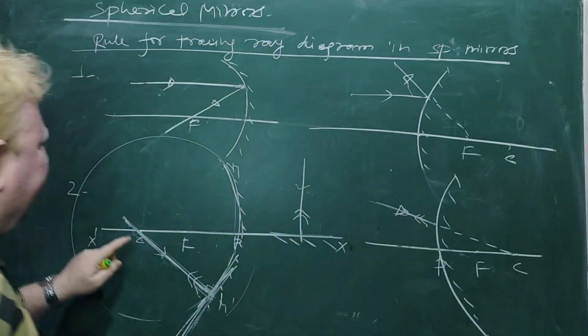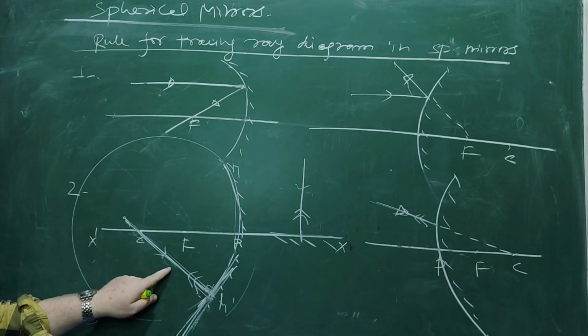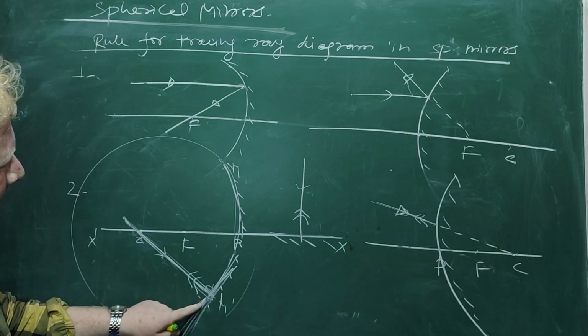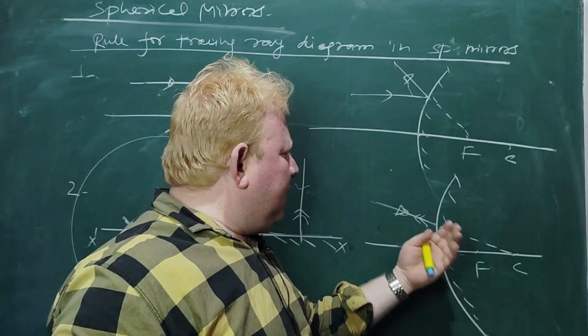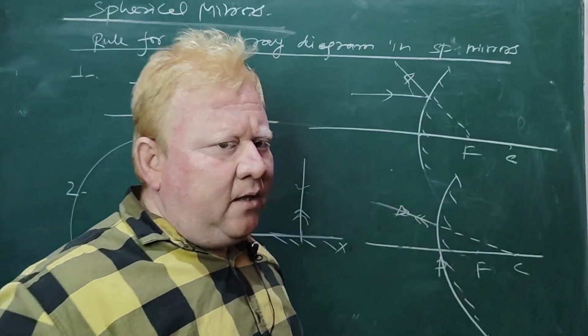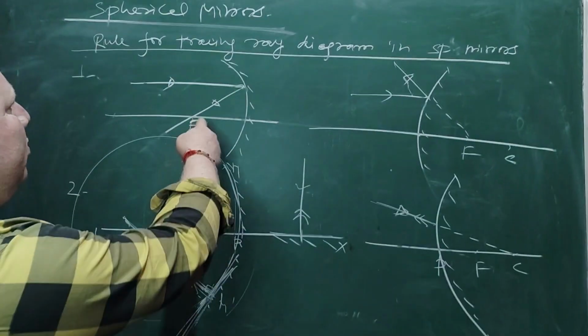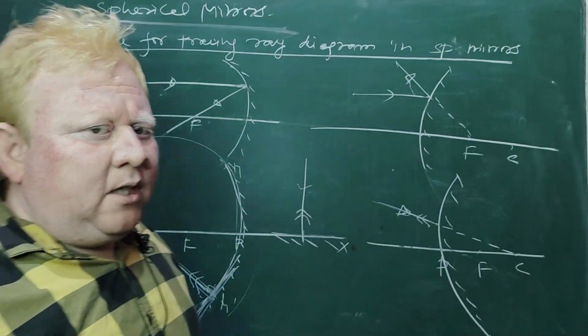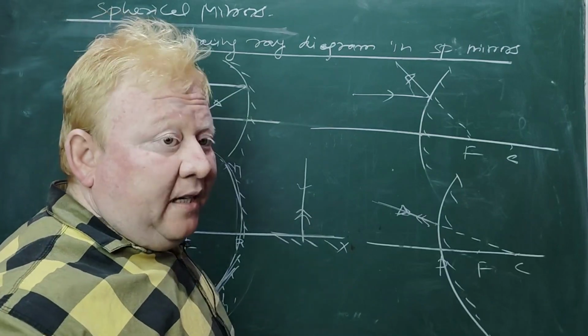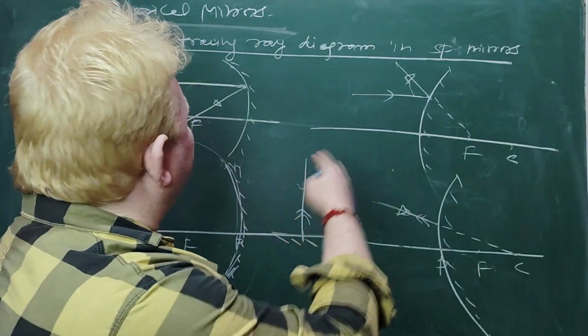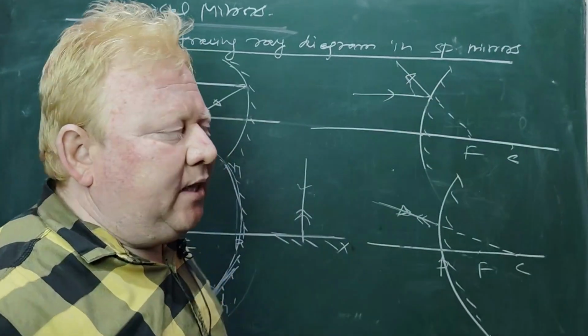So that means any ray that is passing through the center of curvature, after reflection will go along the same path. Here also, after reflection it is going along the same path. So these two rules are very important while tracing the image, the ray diagram for spherical mirrors, right?